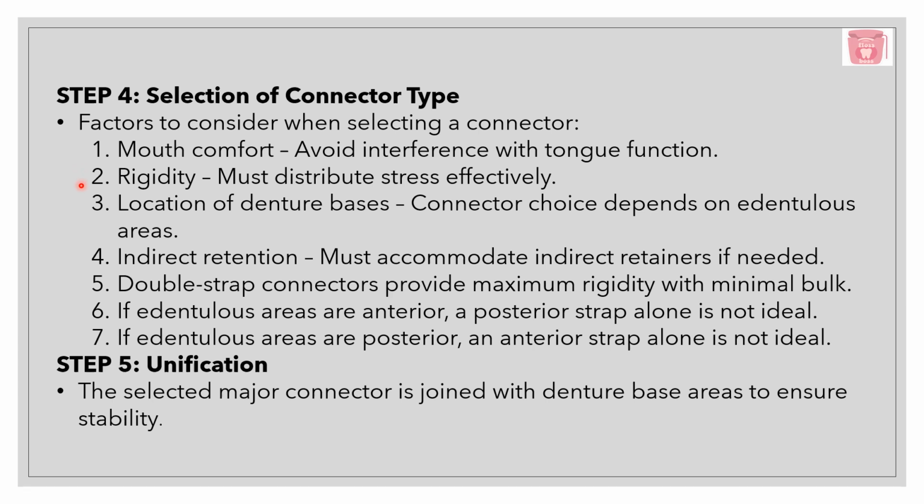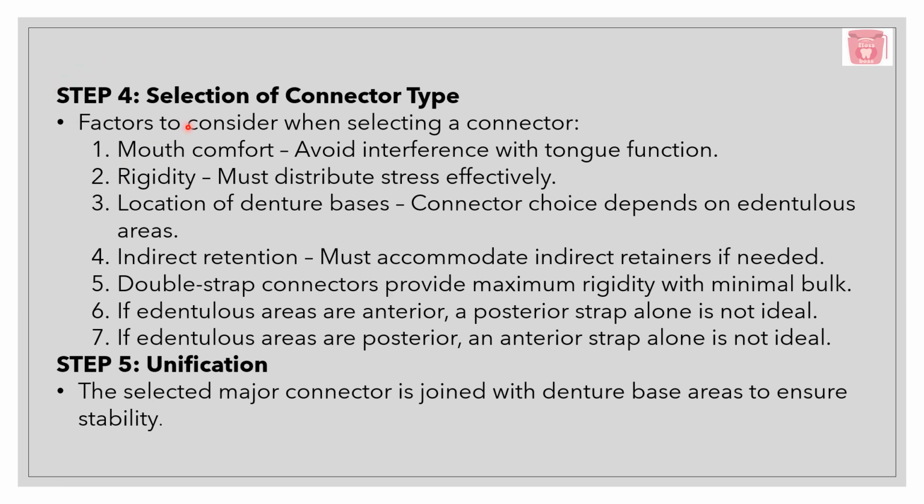Second, rigidity. Most must distribute stress effectively. Location of the denture base, contour, connector choice depend on edentulous areas. Indirect retention must accommodate indirect retainers if needed. Double strap connectors provide maximum rigidity with minimal bulk. If edentulous area are anterior, a posterior strap alone is not ideal. If edentulous areas are posterior, then an anterior strap alone is not ideal.